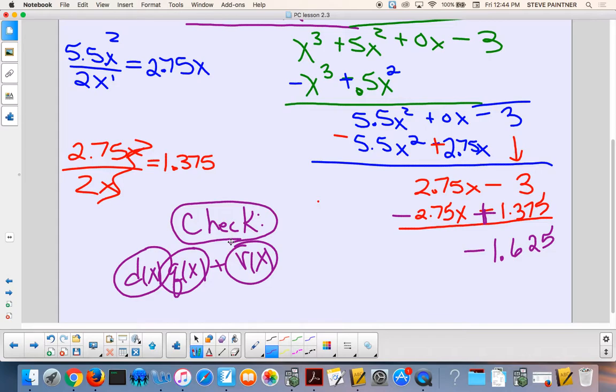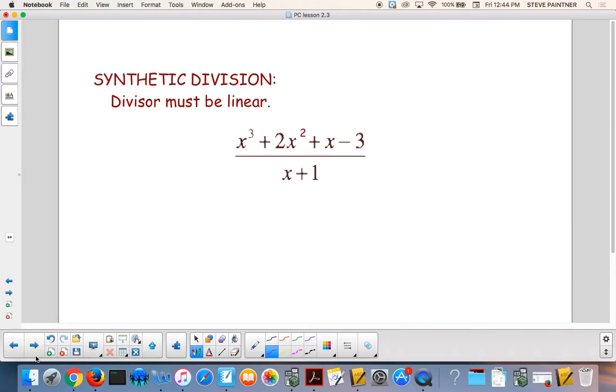Okay. So do you like long division? No. Okay. Here's the deal. Nobody likes long division. It's not fun. But there's a shortcut. There's a different way to divide, and it's called synthetic. But here's the only bad thing about synthetic.